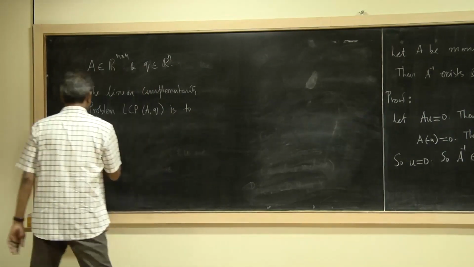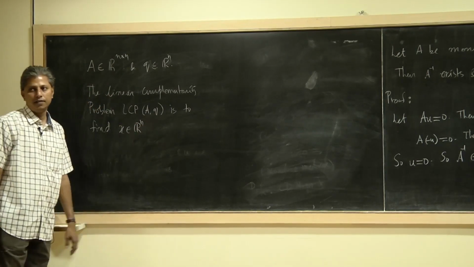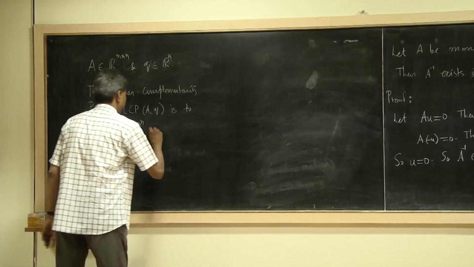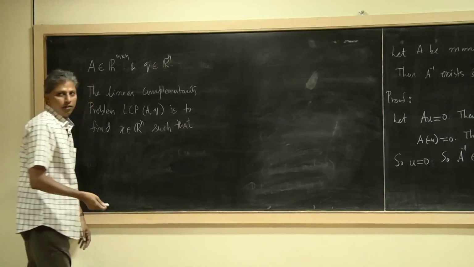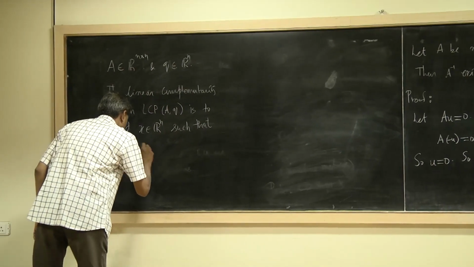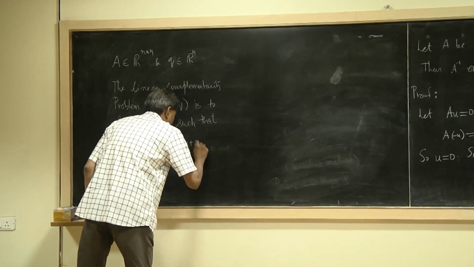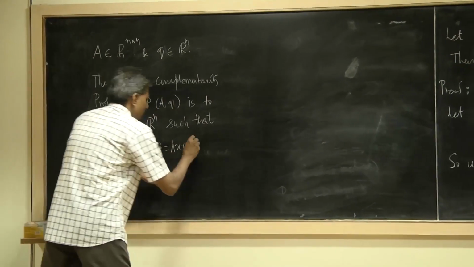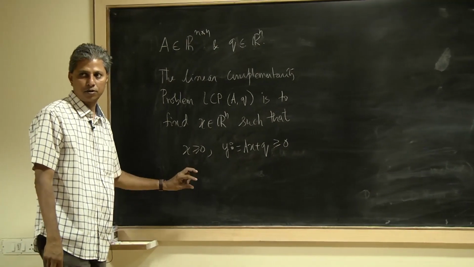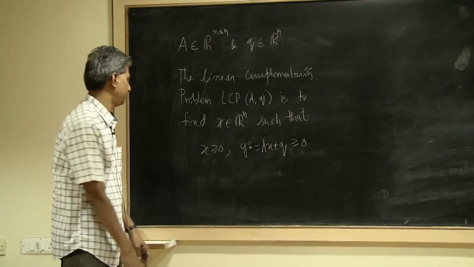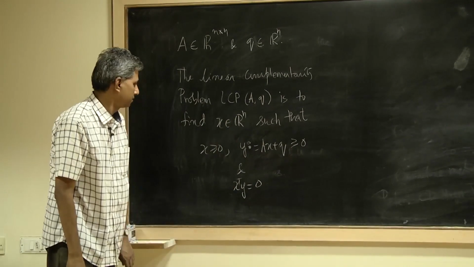find a vector X that satisfies the following conditions. X is non-negative. Define a vector Y as AX plus Q. You require this also to be non-negative, and that the dot product between these two vectors is 0, X transpose Y equals 0. This is a linear complementarity problem.